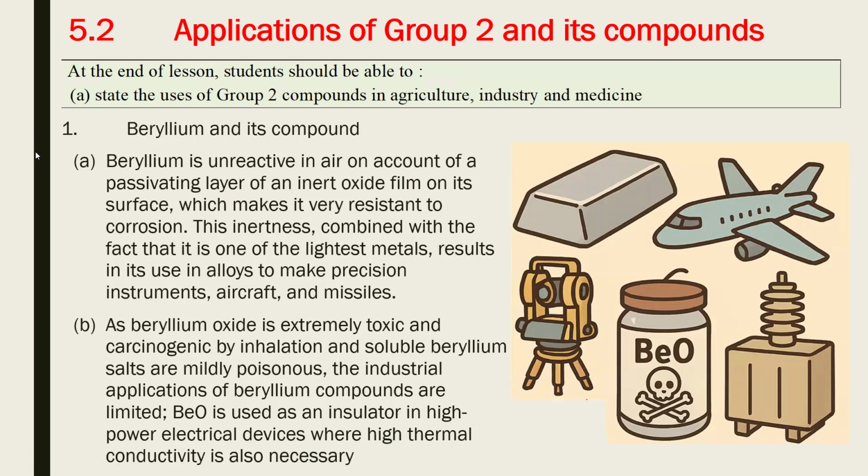Generally, beryllium is unreactive in air due to the passivating layer. So this will make the beryllium very resistant to corrosion. This, combined with the fact that it is one of the lightest metals, results in it being used in alloys for making precision instruments, aircraft, and also missiles. However, beryllium oxide is very toxic, so that is why it has very limited usage. So we are not going to look a lot into beryllium. We are going to focus next on magnesium.